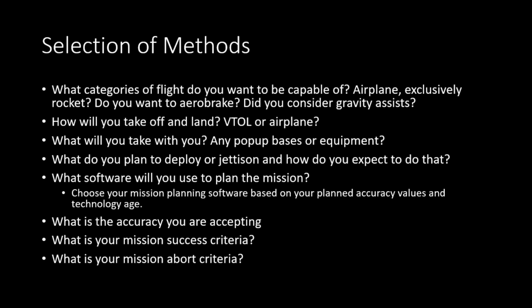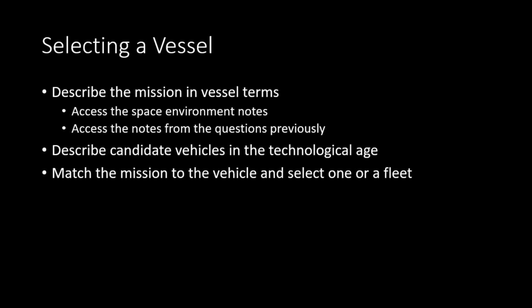That's it. So now we're going to look at matching an itinerary to a vessel. We're going to actually look at selecting a vessel now. The first thing that we need to do is describe the mission in vessel terms, which means that we need to go back to the space environment notes that we talked about earlier, as well as the questions that we just answered on the previous slide, to develop a description of what we want to fly. So I'm going to take a minute to do that.